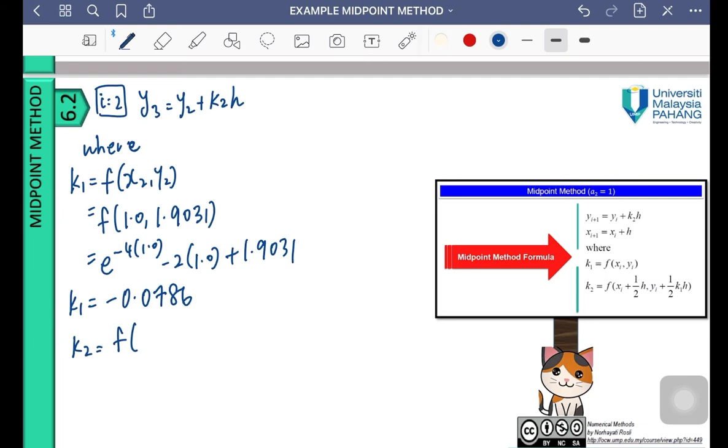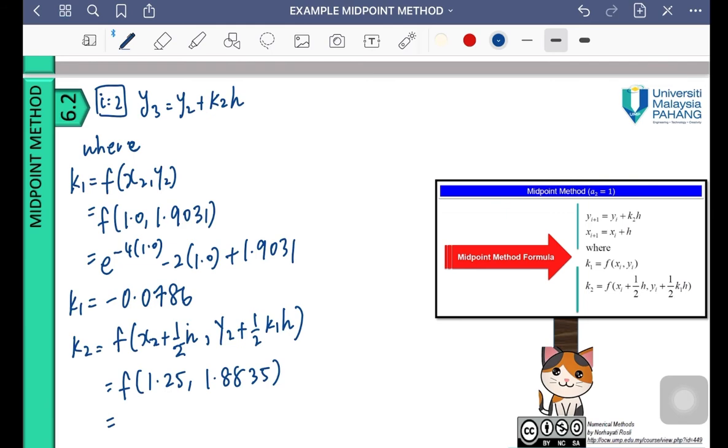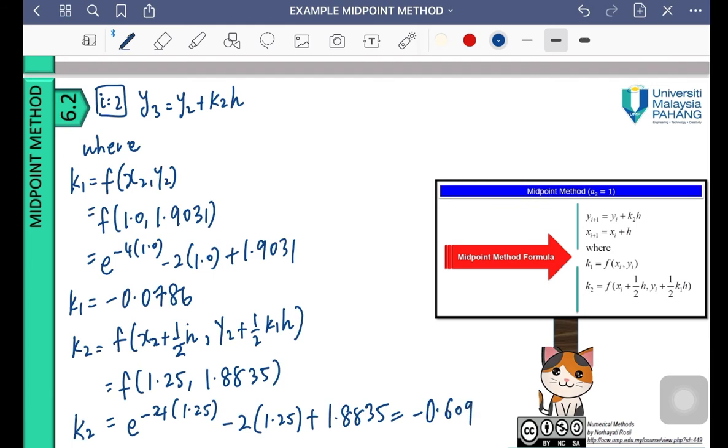Okay, then calculate your second slope k2. So k2 is at the point x2 plus half of our step size, and then y2 plus half times our first slope times our step size. If we simplify, we should get 1.25 here and 1.8835 here. Substituting into the equation, exponent negative 4 times 1.25, then minus 2 times 1.25 and then plus y, 1.8835. So you may get your k2 equal to negative 0.6098.